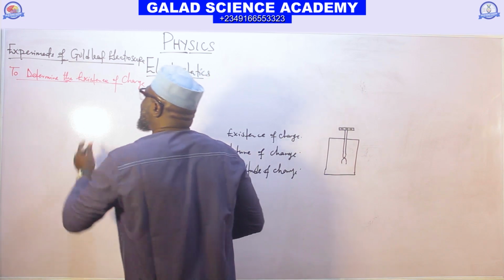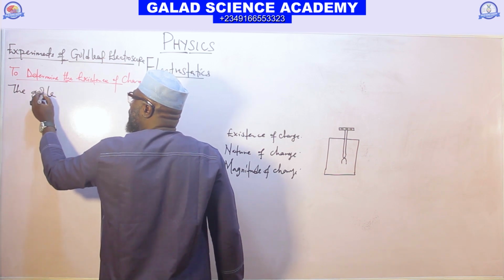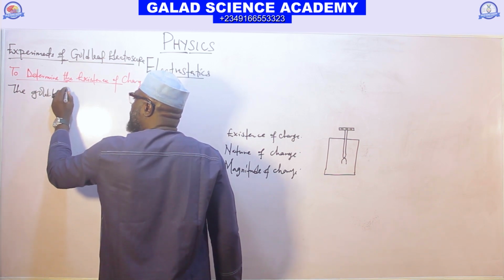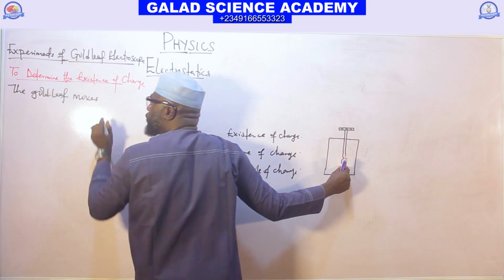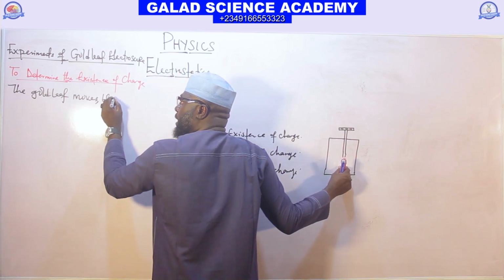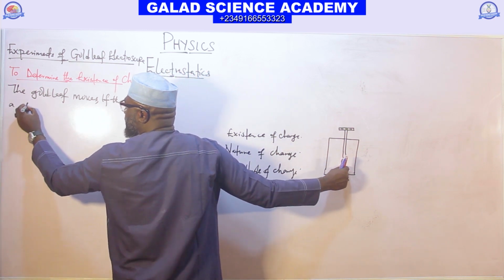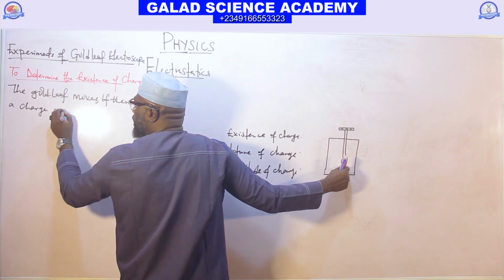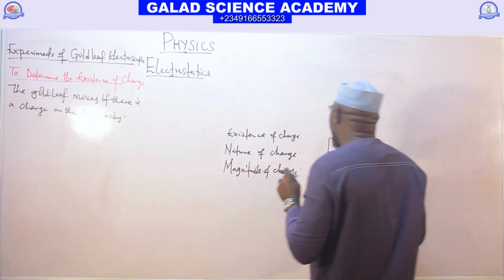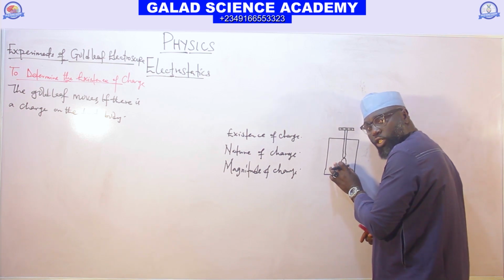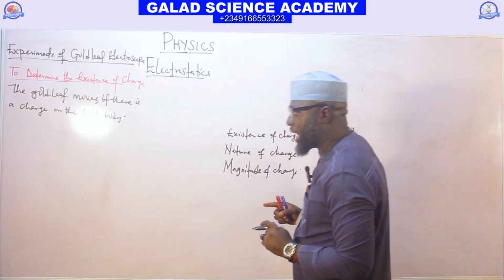So in existence of charge, the gold leaf will move if there is a charge on the test body. As I said, if this test body contains charge, the leaf will move. But if the test body does not have charge, the leaf will remain stationary.